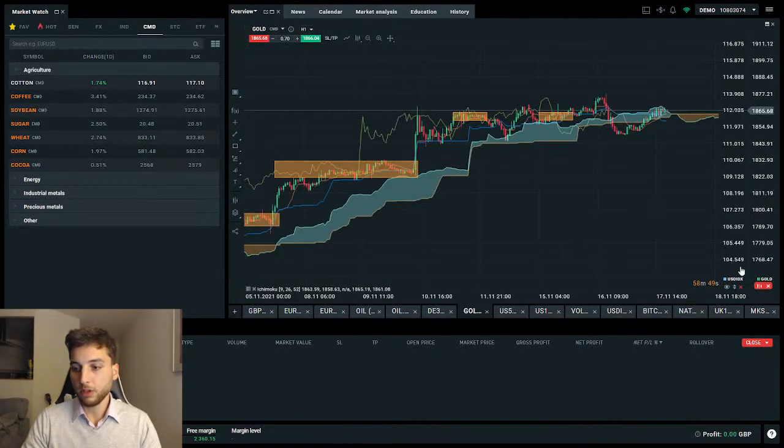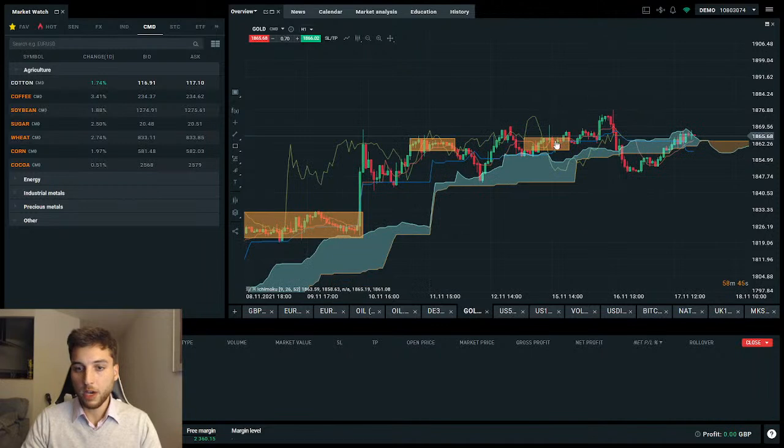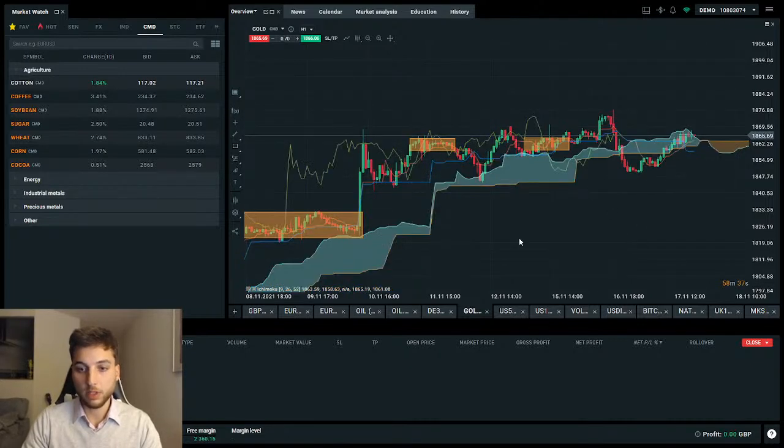And on a more practical level, let's take a look at where gold is right now. I like to have the Ichimoku Cloud, which is an indicator you can add here on the left, just simply adding Ichimoku. It's this cloud, let's say.